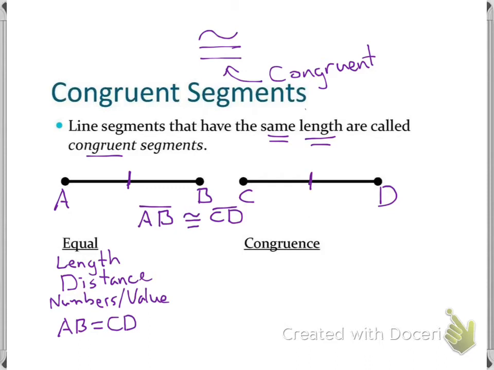So on the opposite side of that, we get congruence. Now congruent is talking about the actual segment. It's an object. There's no numbers involved. We're talking about that shape itself. We've copied it and created a new version. And that's why we say the segment, notice the bar above AB, is congruent to segment CD.